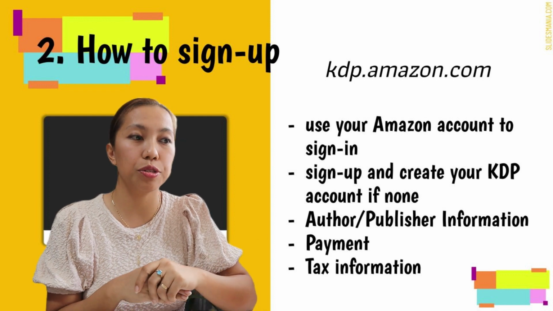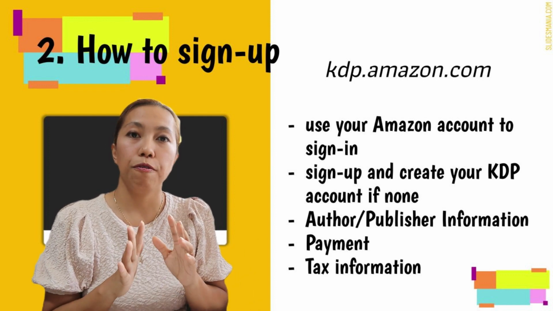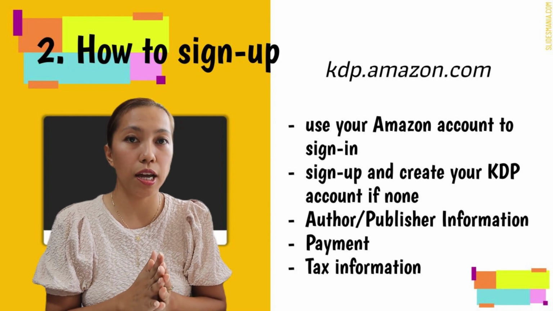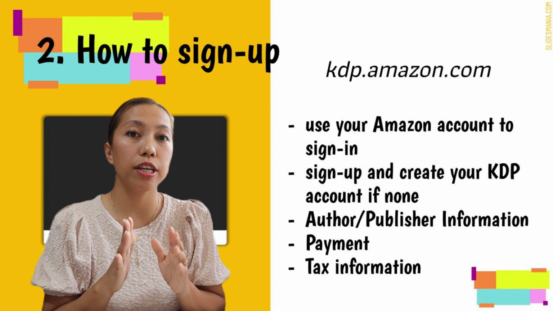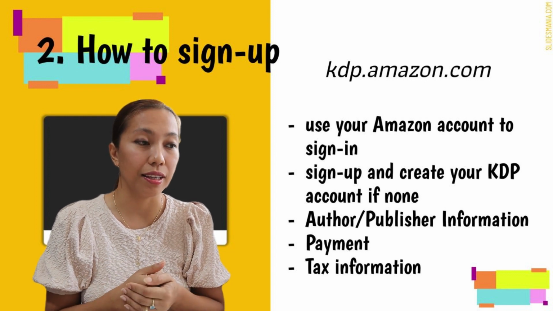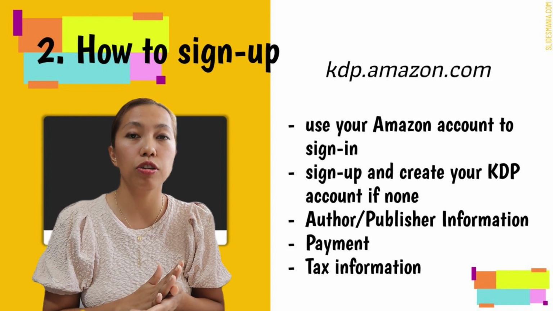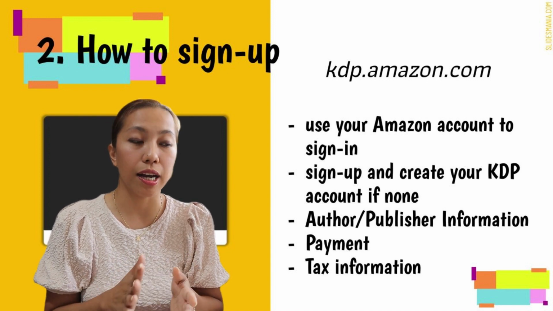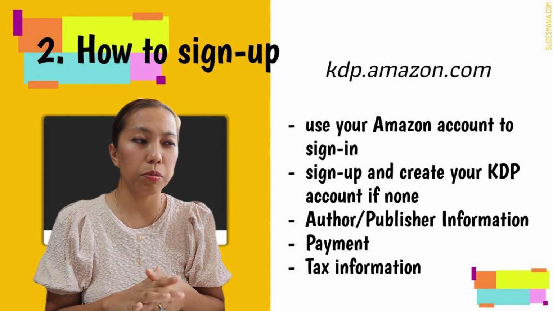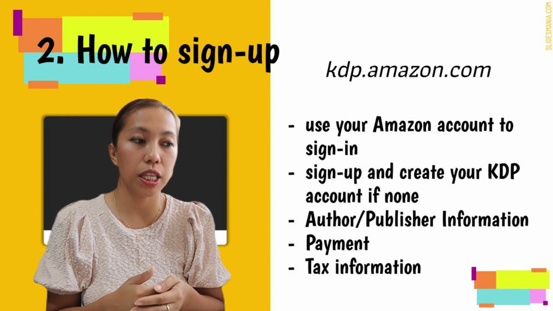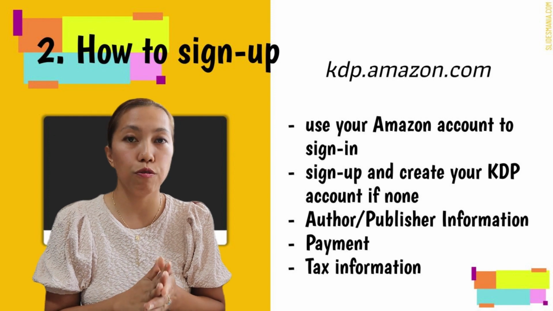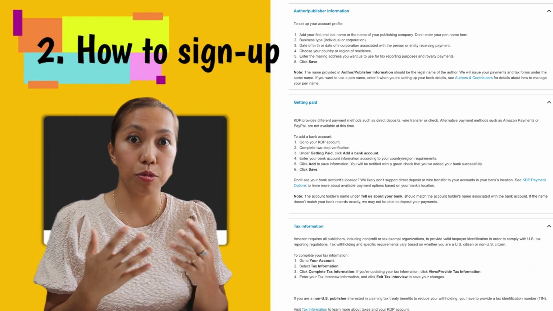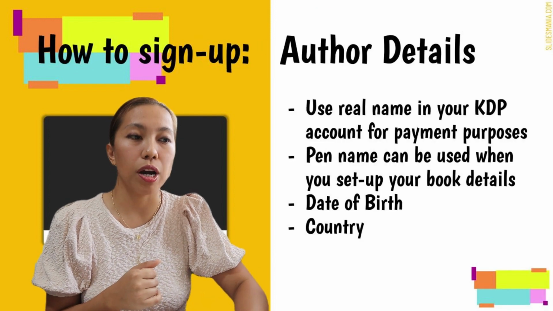Okay, next is how to sign up. The first thing that you need to do is, of course, go to kdp.amazon.com. Now, if you have an Amazon account, you can use that to automatically sign in. If you don't have one, you can choose to sign up and then create your KDP account. Now for the author and publisher information, we will discuss that in the next slide. Also the payment and the tax information. But those 3 are basically the requirements for you to sign up. So see, it's just a few requirements.